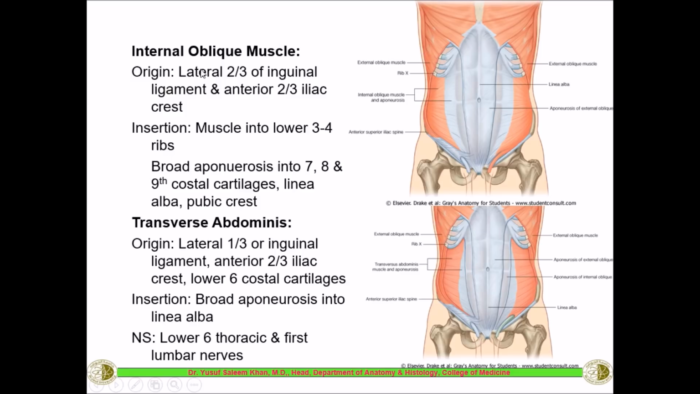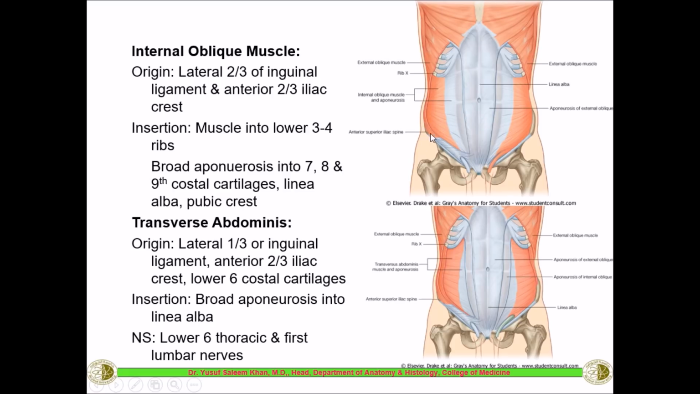What is the origin of this muscle? It takes origin from the lateral 2/3 of the inguinal ligament, as well as the anterior 2/3 of the iliac crest. On the anterior 2/3 of the iliac crest, the external oblique was getting inserted, but in case of the internal oblique, this is the origin of this muscle.